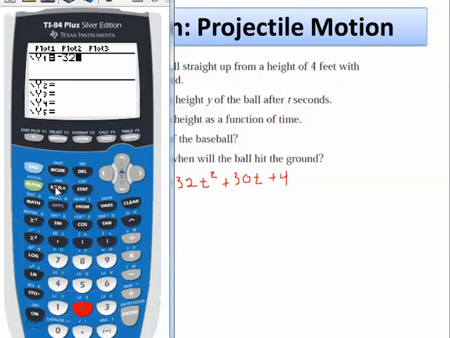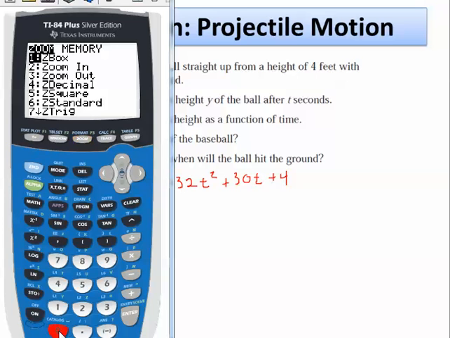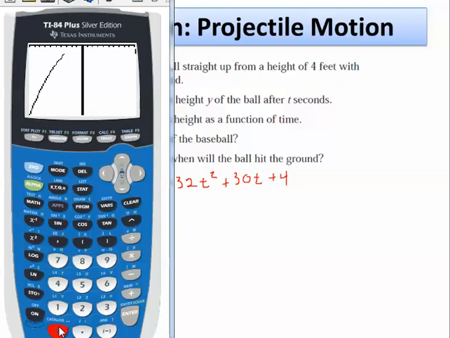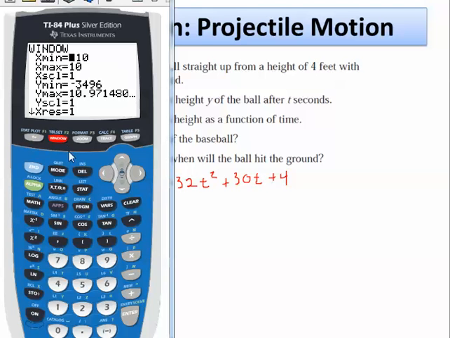Negative 32x squared plus 30x plus 4. And hit graph. I'm going to have to zoom this a little bit because, you know what, it looks better when I do it this way. Well, not so much. Okay, let's do it this way. So from a minimum of 0 and we're going to go from a maximum height of 4.